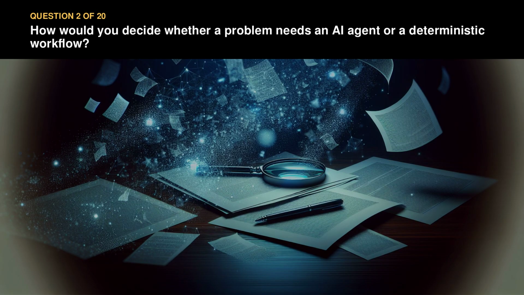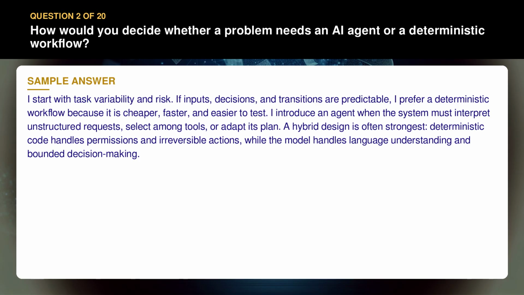Question 2. How would you decide whether a problem needs an AI agent or a deterministic workflow? I start with task variability and risk. If inputs, decisions, and transitions are predictable, I prefer a deterministic workflow because it is cheaper, faster, and easier to test. I introduce an agent when the system must interpret unstructured requests, select among tools, or adapt its plan. A hybrid design is often strongest.